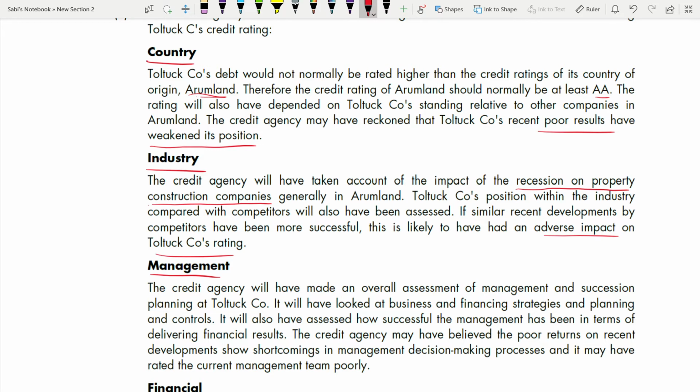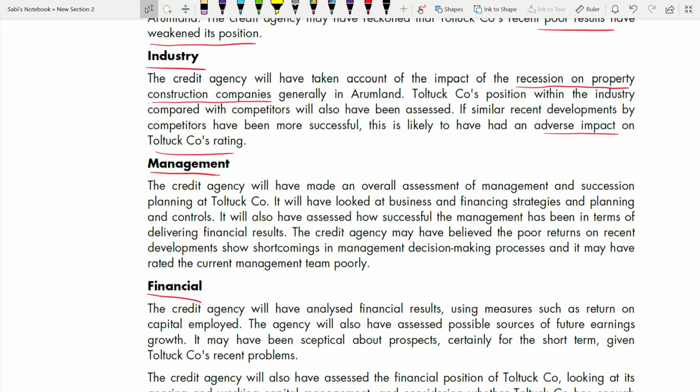Coming to the management part. The credit agency will have made an overall assessment of management and succession planning. It will have looked at business and financial strategies, planning and controls. It will also have assessed how successful the management has been in delivering financial results. The credit agency may have believed the poor returns on recent development show shortcomings in the management decision-making process, and it may have rated the current management team poorly.